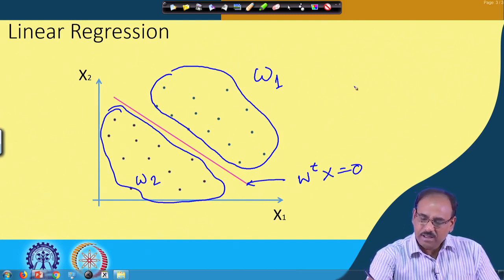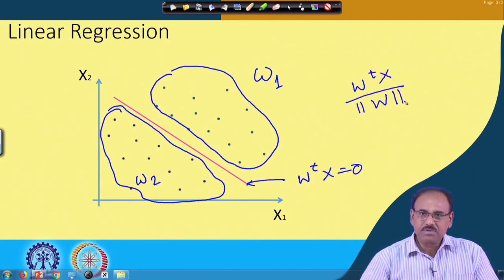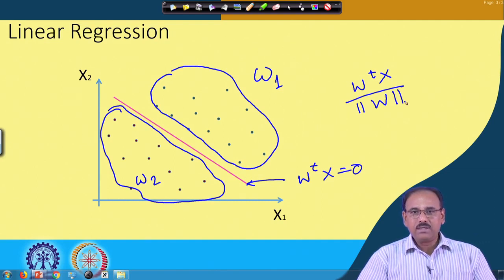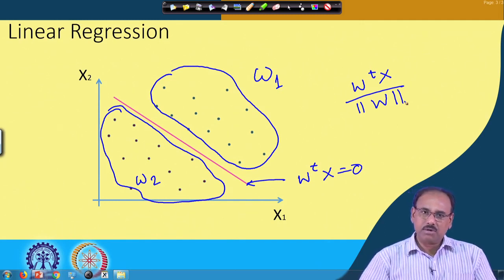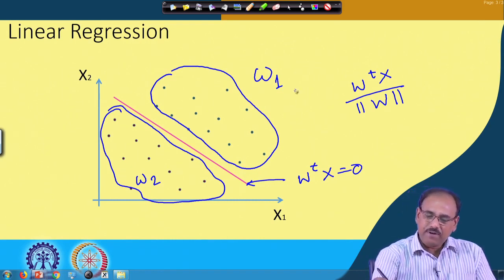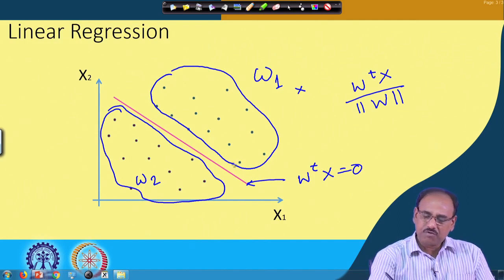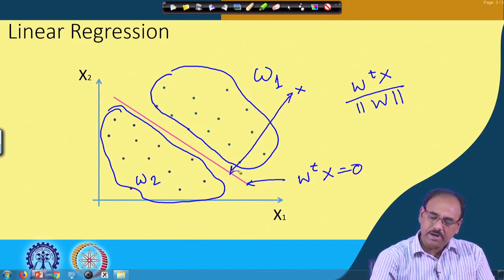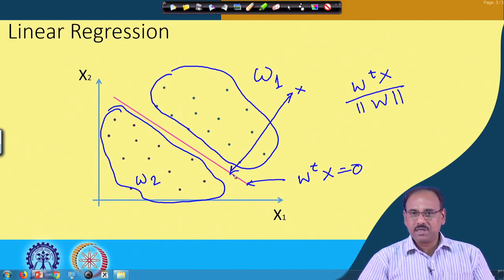And in fact, this w transpose x upon mod of w gives you an idea of the perpendicular distance of the vector x from the plane w transpose x equal to 0. That measure gives us a confidence of how accurate your classification is, because given these two sides, if I have a vector over here which is far away from the separating plane, in such cases obviously I can tell with a high degree of confidence that my classification result is correct.